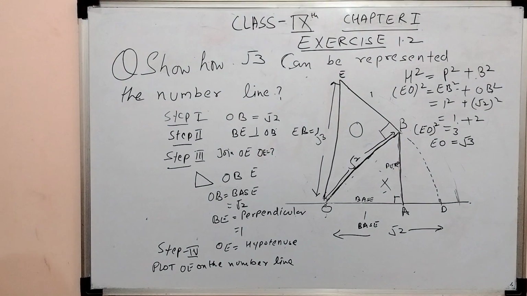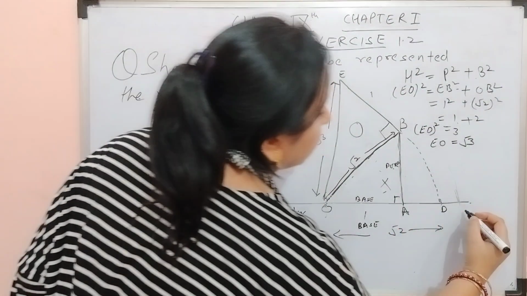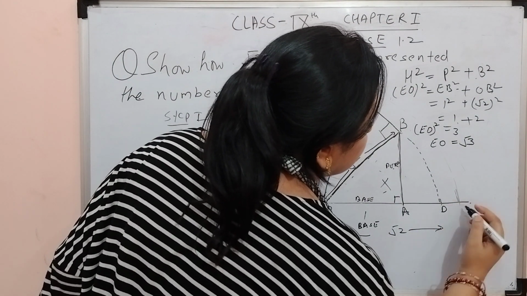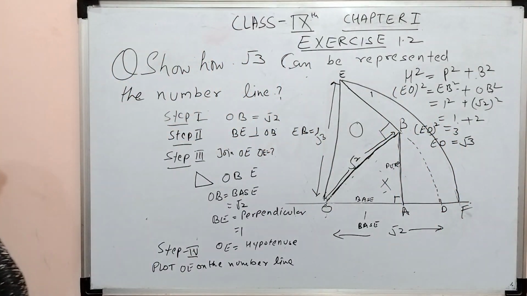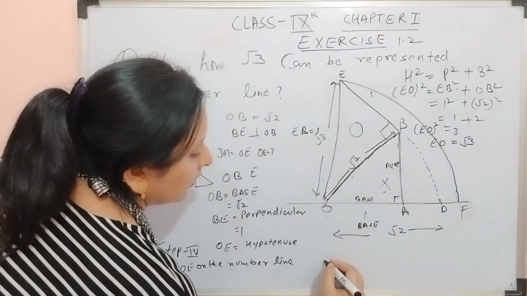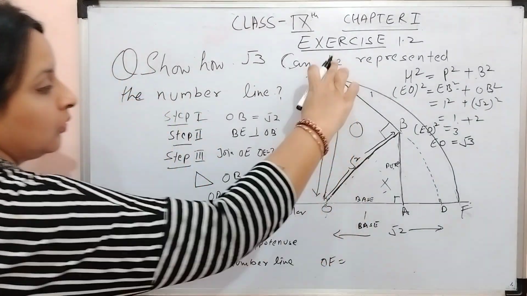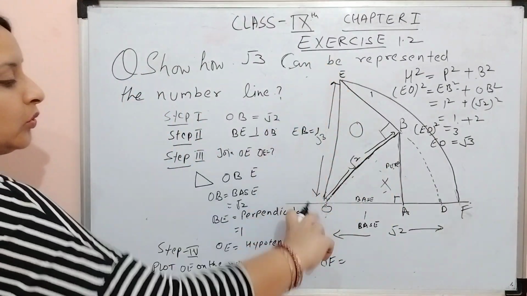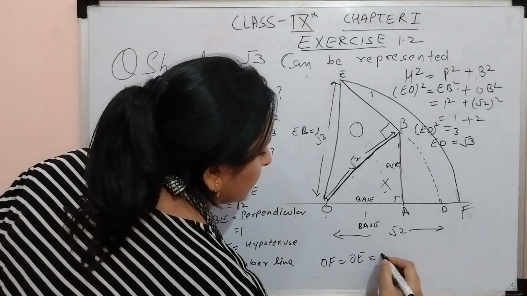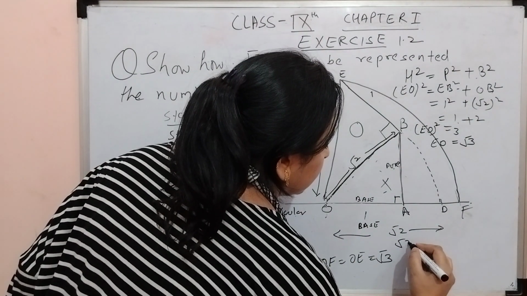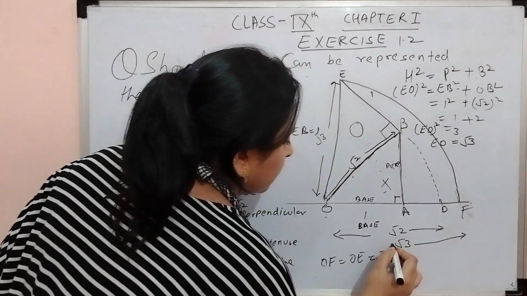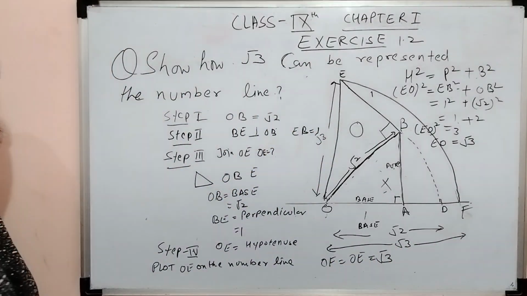So this OE will touch somewhere here on the number line. We will name this point F. So OF is equal to OE, and this is equal to root 3. So the value of OE is calculated, that is root 3. That's all for today. Thank you.